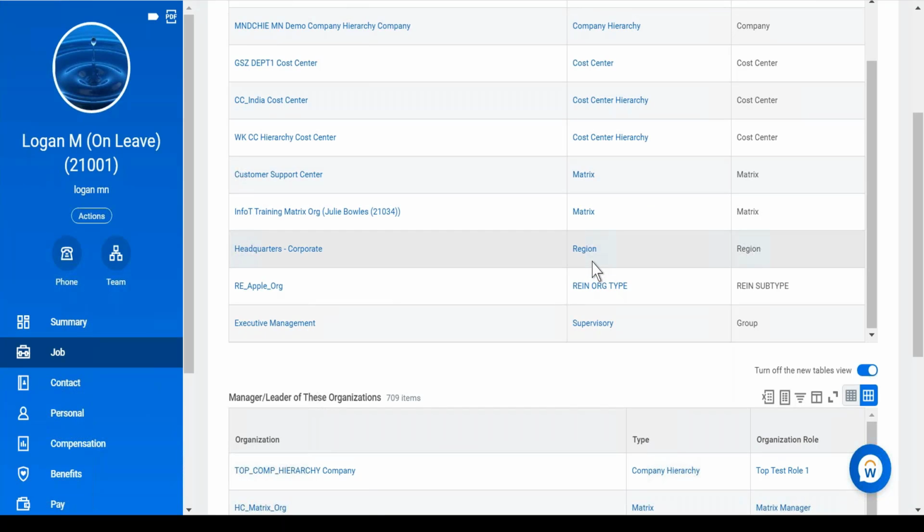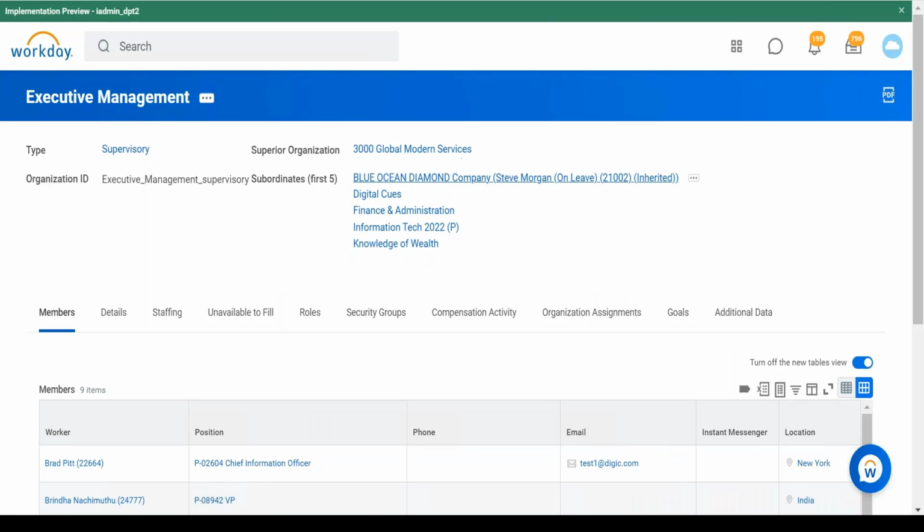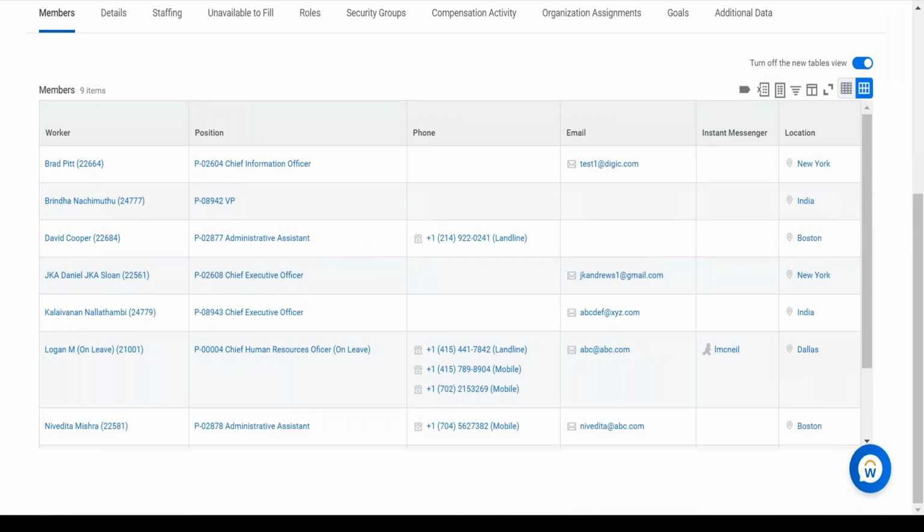And it's not necessary that each of these org types will have security groups assigned to them. Depending on what has been the decision taken on the project level or your organization level, a handful of them, maybe company hierarchies, have their own set of security groups. And supervisory org has its own set of security groups.